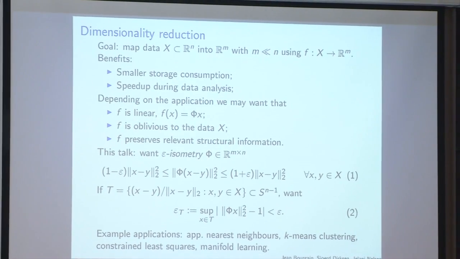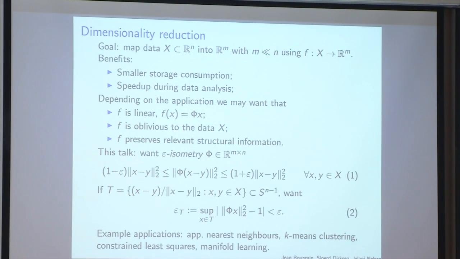Okay, I mentioned some possible applications here. So you can use these kinds of transforms with this property to speed up some procedures like approximate nearest neighbors, approximate k-means clustering, constrained least squares programs, also manifold learning. So I won't talk too much about these applications here, okay? So I will focus on this fundamental dimensionality reduction question. The only thing I will show briefly is what kind of results you can get for constrained least squares at some point.